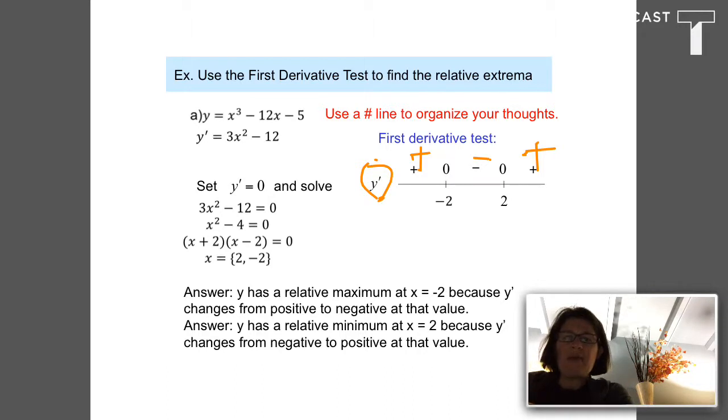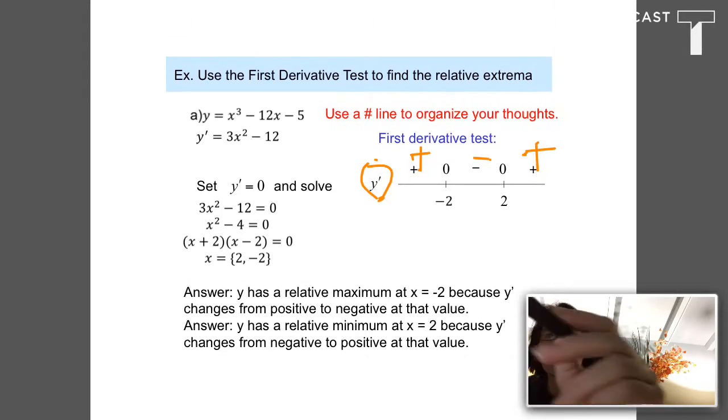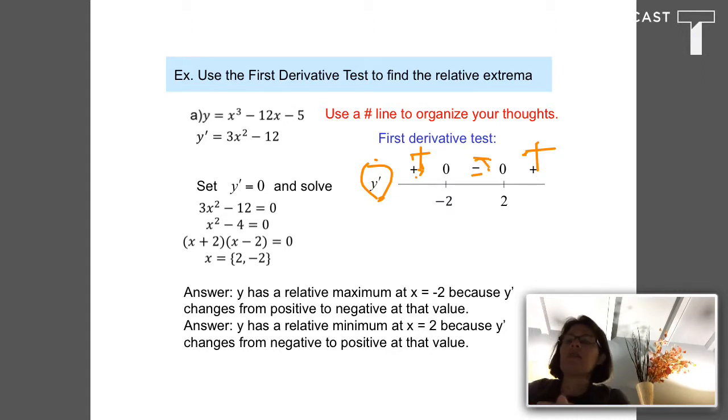Y is a relative maximum at x equals -2 because the derivative was positive, and now changes to negative. So y is a relative maximum at x equals -2 because y prime changes from positive to negative. And then y also has a relative minimum at x equals +2 because at +2, y prime changes from negative to positive.